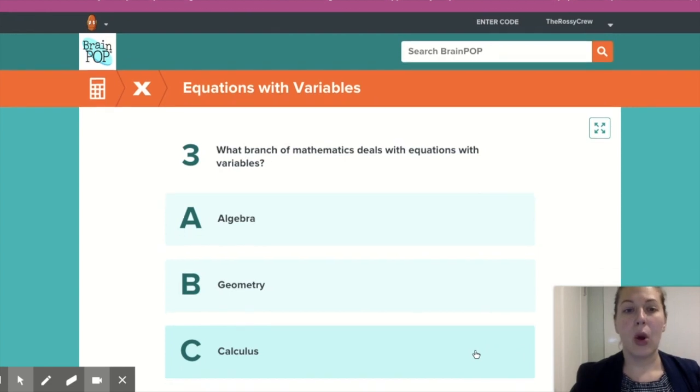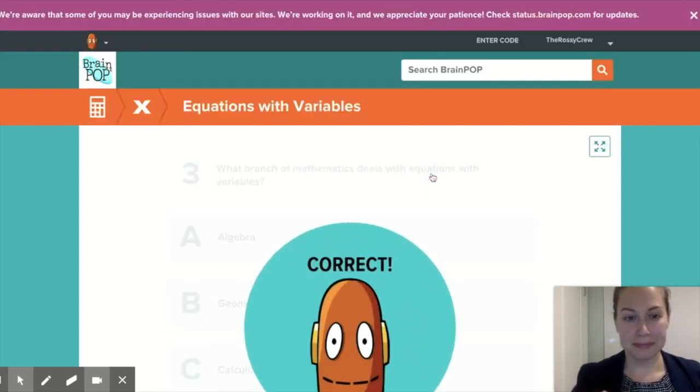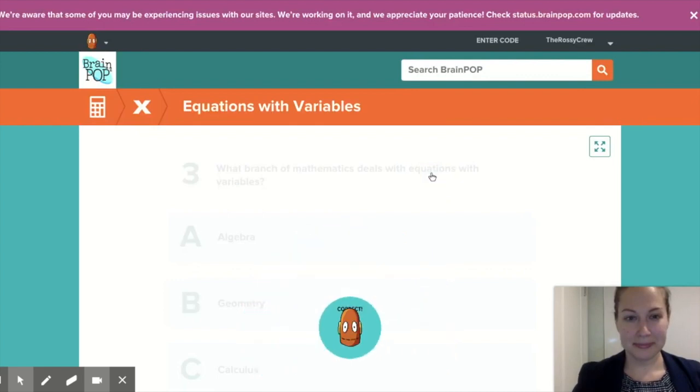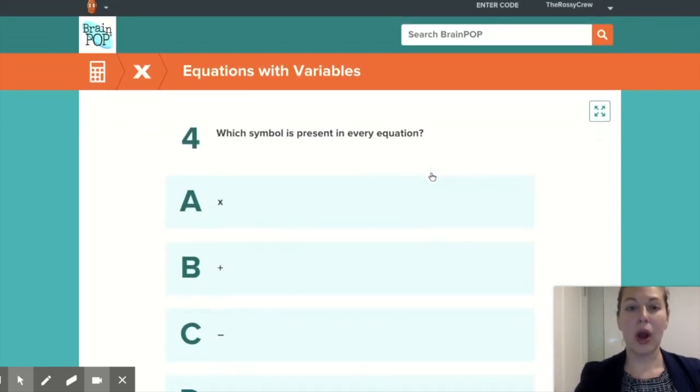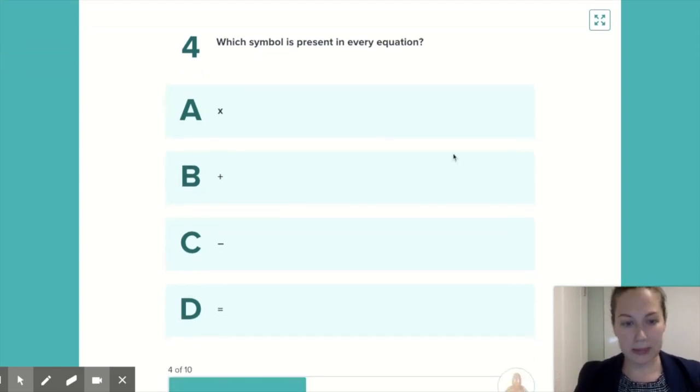Number 3, what branch of mathematics deals with equations with variables? Well, that's what we're starting right now, and it's called algebra. Number 4, which symbol is present in every equation? So when we think equation, we think balancing those scales that we've been talking about. And when we have two sides that need to be balanced, we have an equal sign that compares both of these sides. So equal sign.